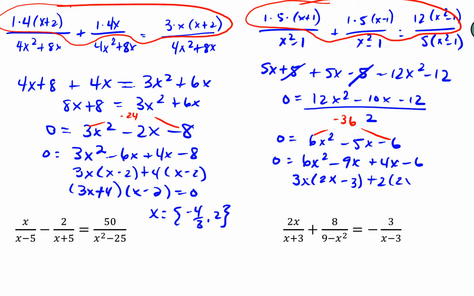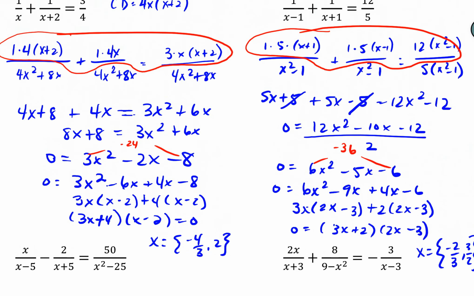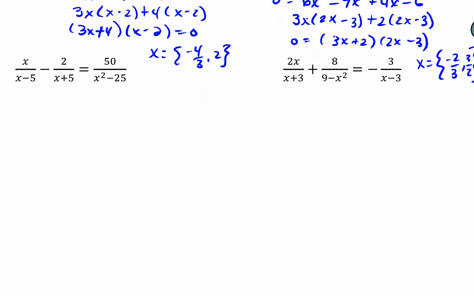2x minus 3. So I have 0 equals 3x plus 2 and 2x minus 3, which gives me answers of x equals negative 2/3 and 3/2. Both work because they don't make the first fractions undefined.